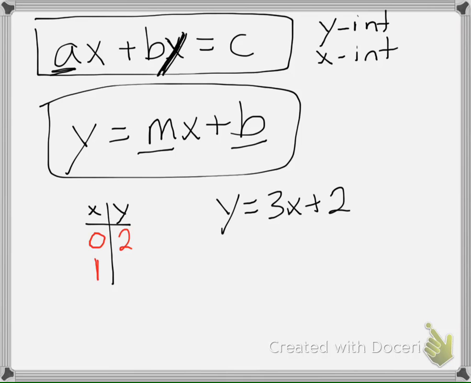If I let x be 1, then I have 3 times 1 plus 2. So that's 3 plus 2, which is 5. If I let x be negative 1, then I have 3 times negative 1, which is negative 3, plus 2 is negative 1. So always on a t-table, always graph at least 3 points. That way if you mess one up, you'll figure it out because they won't make a straight line.